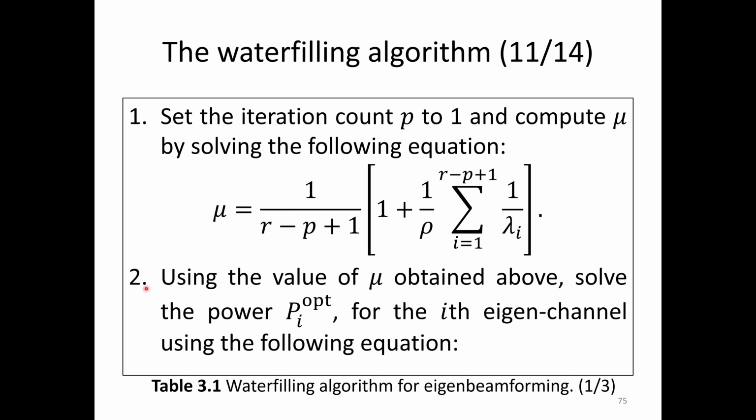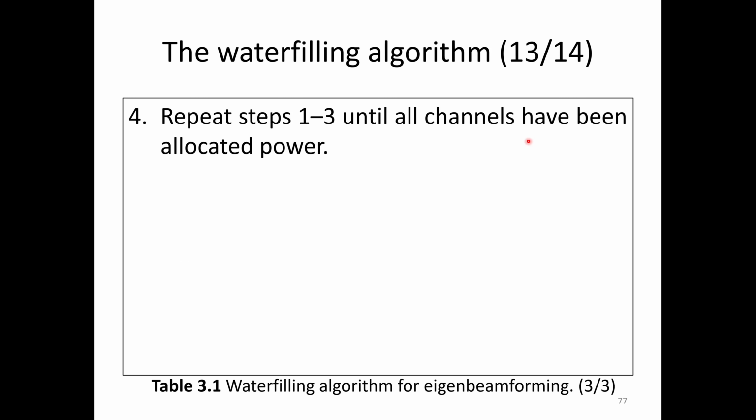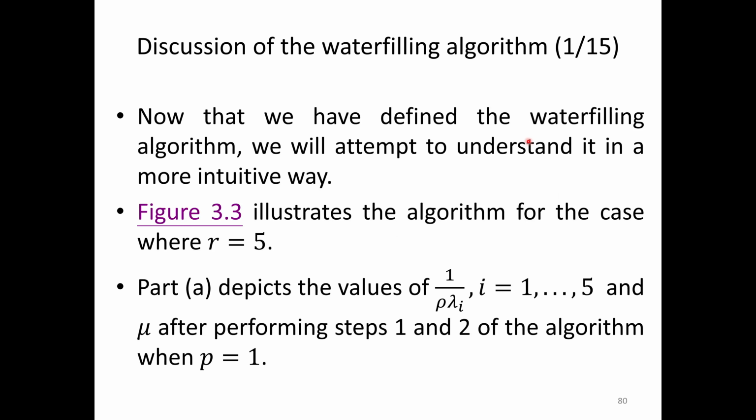Step 2, using the value of mu obtained above, solve the power P_i OPT for the ith eigenchannel using the following equation. P_i OPT is equal to mu minus 1 over rho lambda_i, where i is equal to 1 to 5. Let us go back to this slide.